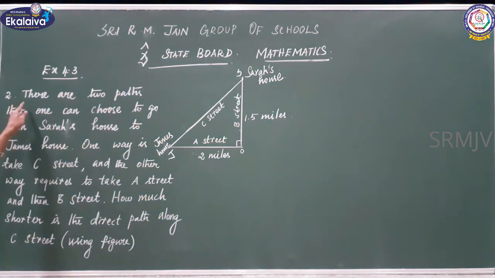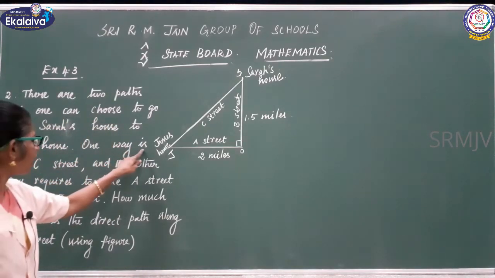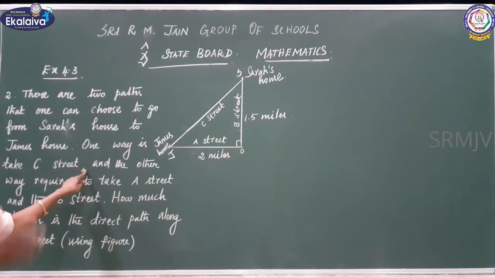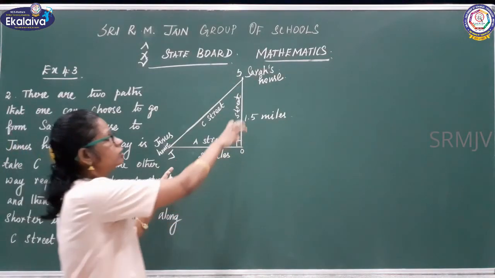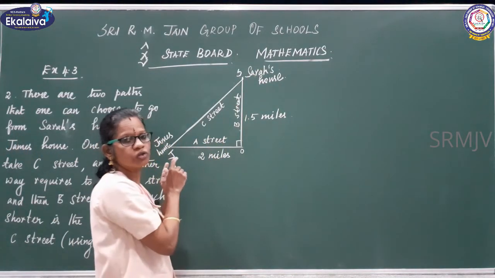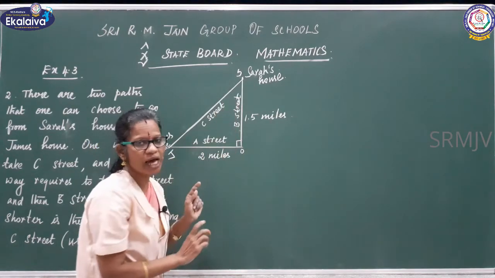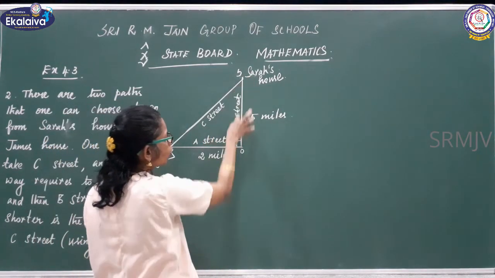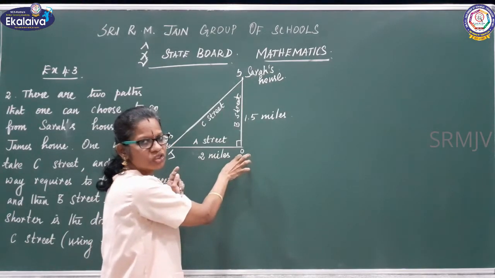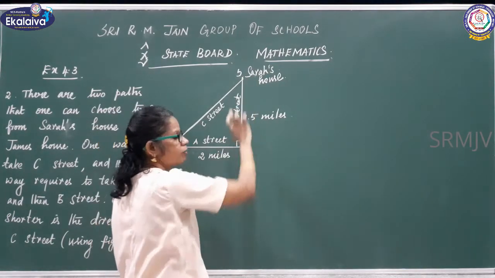Question number 2. There are two paths that one can choose to go from Shark House to James House. One way is to take C Street, that is direct, and the other way requires taking A Street and then B Street. How much shorter is the direct path along C Street, using the diagram? Diagram is given. This is Shark House, James House, right? Now when you connect, you will get a hypotenuse. From the Shark House to that end, O, origin, right? That is perpendicular, that represents B Street.